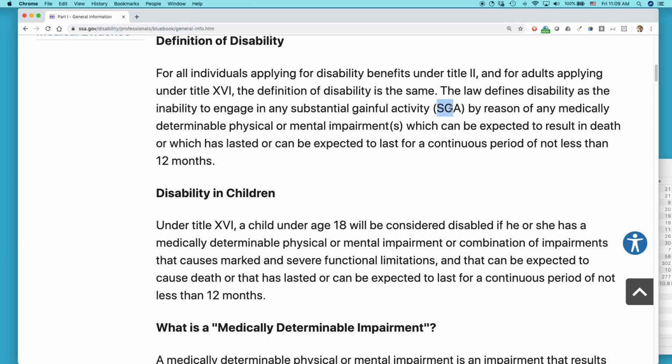SGA, by the way, this term will come up if you are applying for SSI or for SSDI, because if you're making any income above a certain monetary level, which is also called SGA, substantial gainful activity, they've figured out how much that's worth, you probably will not qualify.